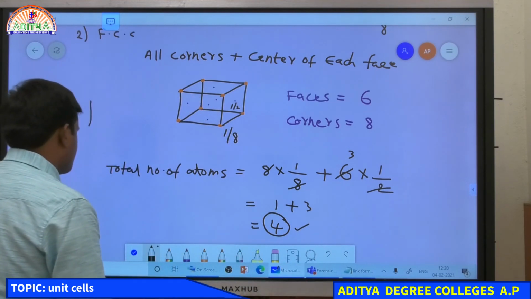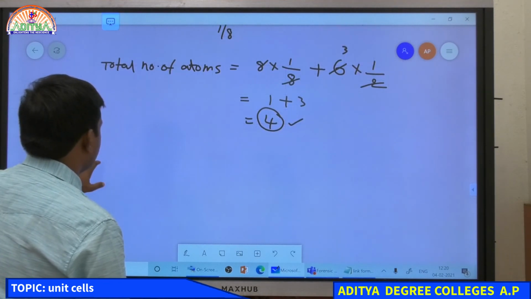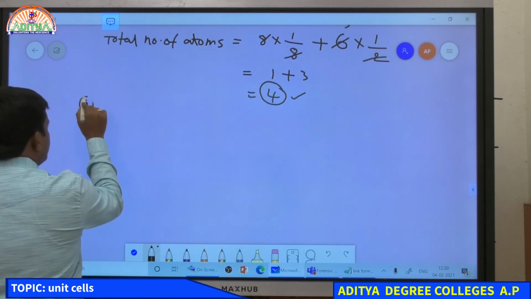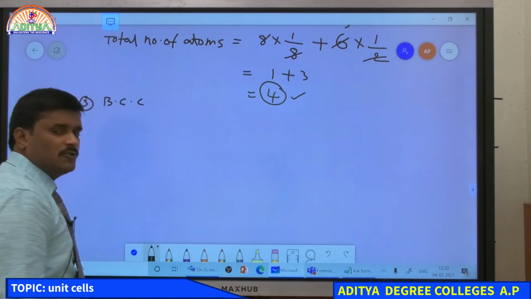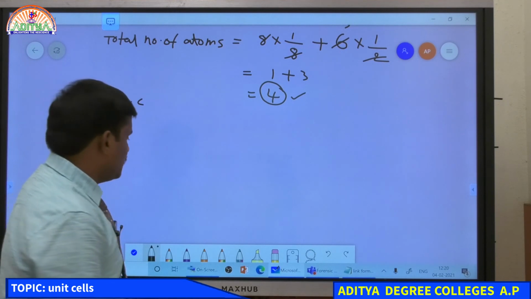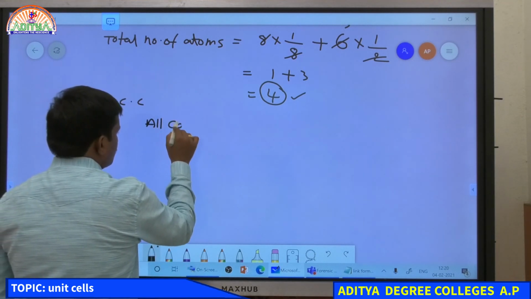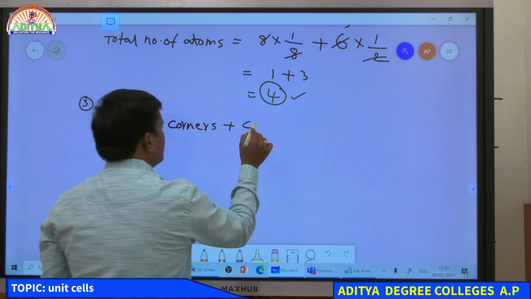This is about FCC. Now, the third one, BCC. The third one is the body-centered cubic unit cell. In this case the atoms are arranged at all corners as well as the center of the body.